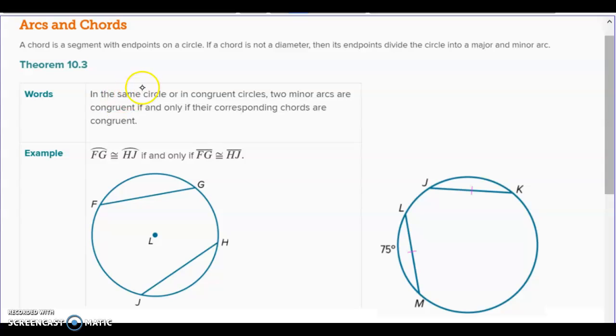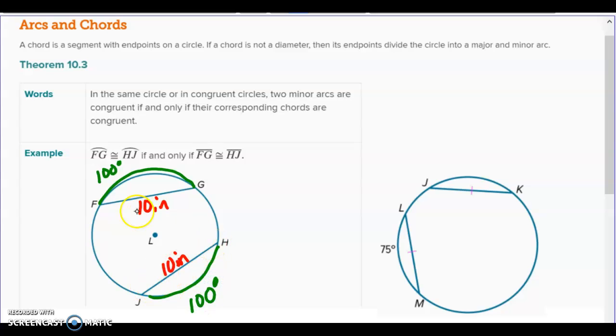This one says in the same circle or in congruent circles, two minor arcs are congruent if and only if their corresponding chords are congruent. So what that is telling me is if this F to G was, let's just say, 10 inches long, and then J to H was also 10 inches long, so if those chords are the same, then their arcs are also going to be the same. So let's say this was 100 degrees. Then we would know that this one is 100 degrees as well.